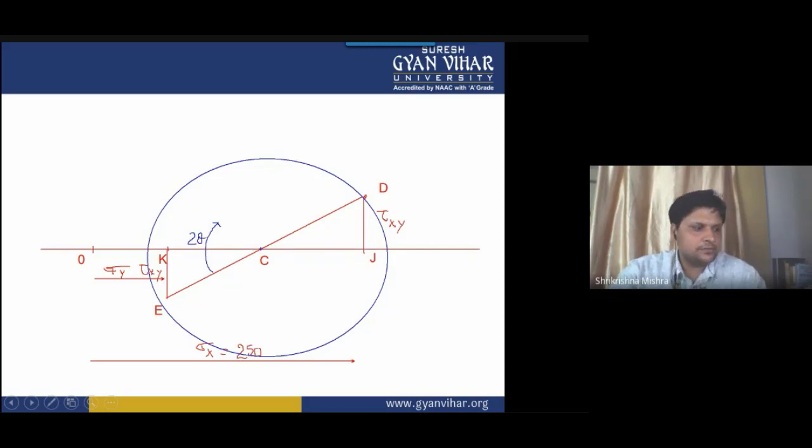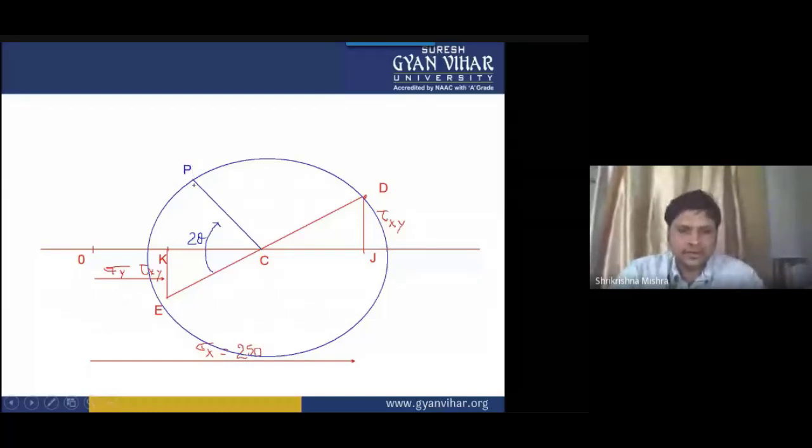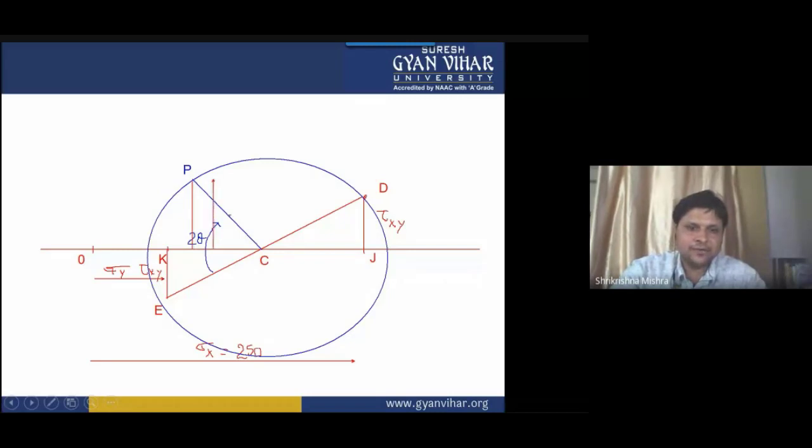And from this C, you will draw this line. Wherever it will intersect, we will name it as P. Now draw a vertical line from this P on the x-axis. This particular length will give you the value of tau theta. If you name this as Q, then PQ is your tau theta, and this length OQ will be your sigma theta.